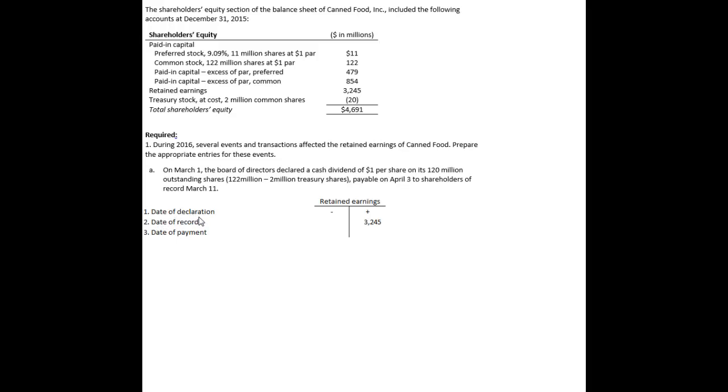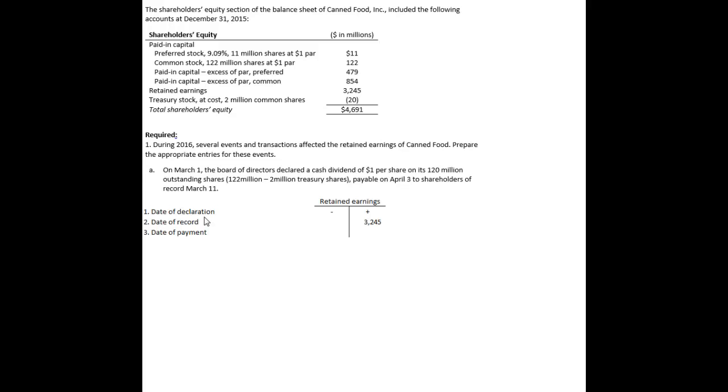The date of declaration is the date that the board actually gets together and says, okay, yep, we're going to declare a dividend. And so when they make that declaration, they're making that public. And when they make that public, that's a legal binding obligation that they now have to at some point pay out that dividend. So they're simply declaring it.